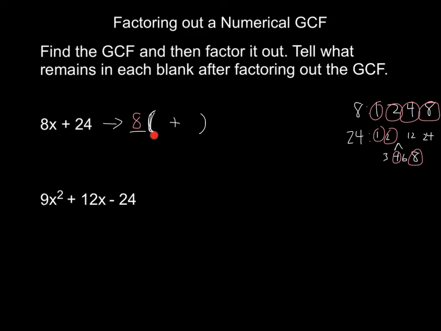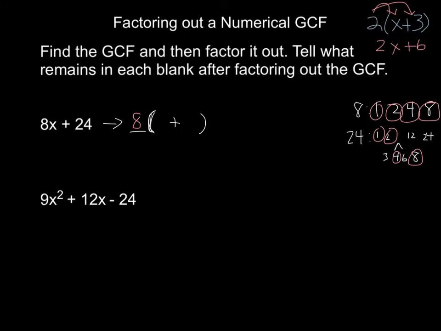Once we put the 8 there, we have to decide what is left in our binomial once we've factored this out. Now what this is actually like is the opposite of the distributive property. We have talked about the distributive property a lot. So if I had 2 times x plus 3, to distribute that means to multiply the 2 by the x and multiply the 2 by the 3. So 2 times x is 2x, and then 2 times 3 is 6, and we'd get to this.